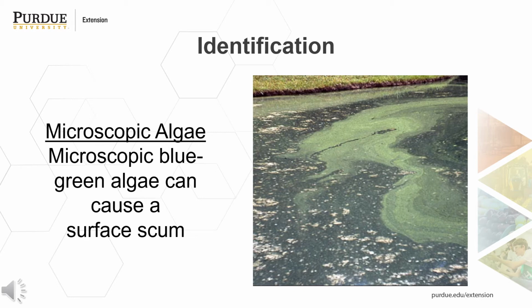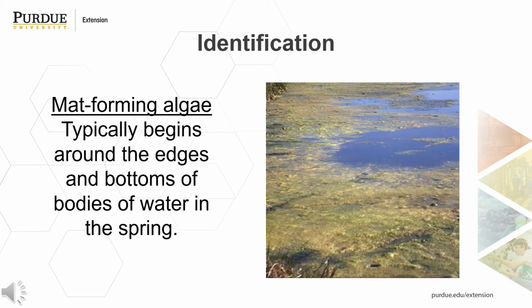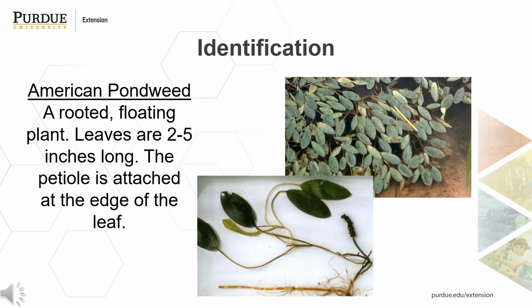In quiet, still waters, blooms can produce surface scums as well as green, red, black, or even oily-looking streaks. Blooms occur in waters that have abundant nutrients. These nutrients often come from nitrogen and phosphorus fertilizers that reach the water. The best practice for managing blooms of microscopic algae is to prevent nutrient-laden water from entering the water body. Mat-forming algae does just that. It forms floating mat-like growths that usually begin around the edges and bottoms of bodies of water in the spring. Often incorrectly called moss, this type of algae growth is the most common problem in ponds.